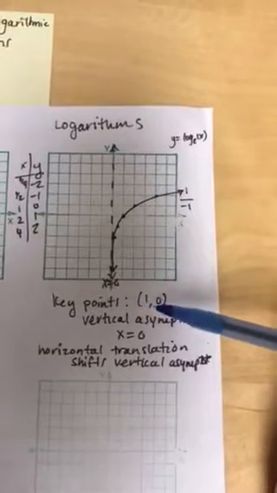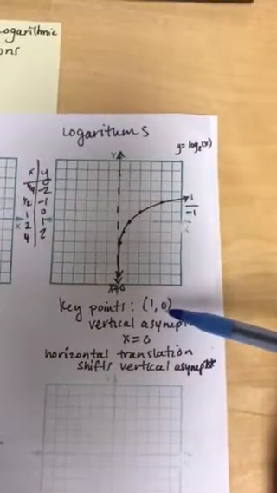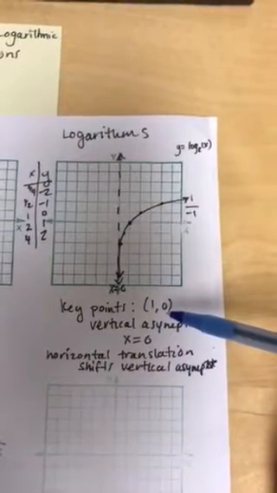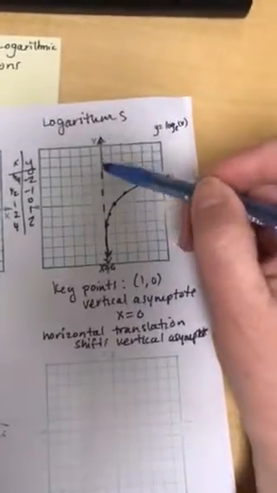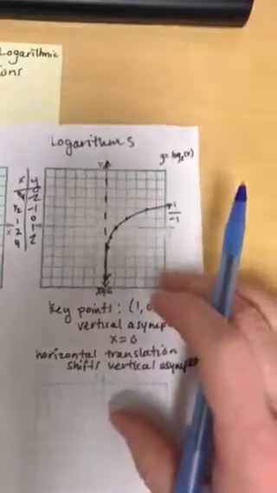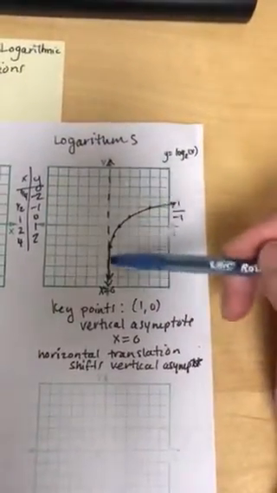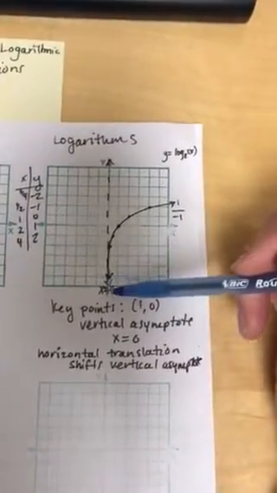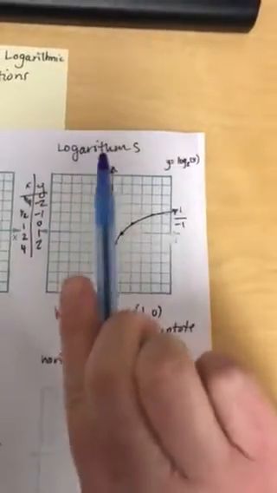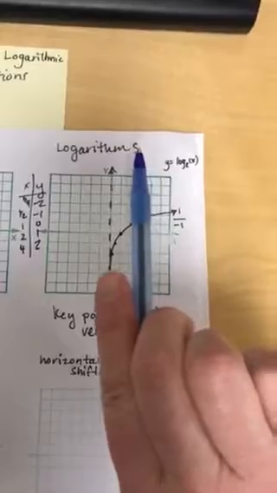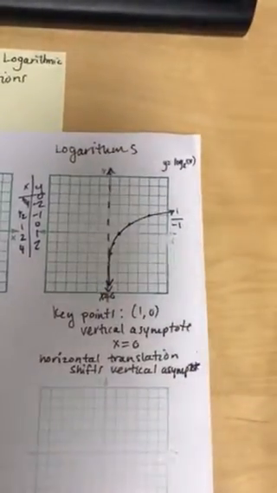So I would first plot my key point, 1, 0, before transformations are always going to be on the graph of logarithms. And logarithms have a vertical asymptote, so I would dash my vertical asymptote in. For the parent functions, that's going to be at x equals 0. The only thing that's going to change your asymptote is a horizontal translation. So if you shift it to the right, then your vertical asymptote will also shift to the right.